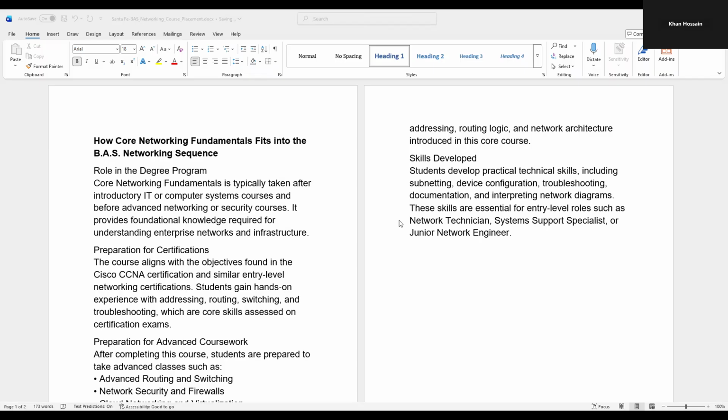So how does this Core Network Fundamentals course fit into the BS network sequence? Role in this degree program: Core Network Fundamentals is typically taken after the introductory IT or computer systems course and before advanced network or security courses. It provides the foundational knowledge required for understanding enterprise networks and infrastructure.